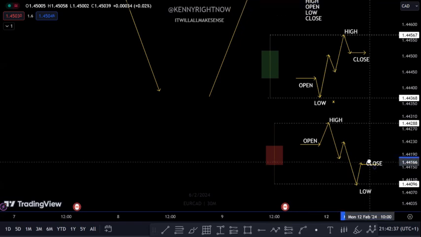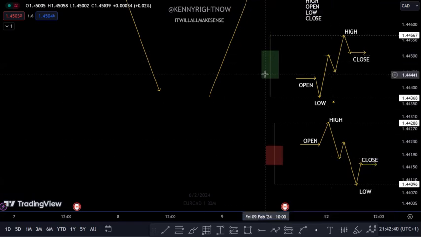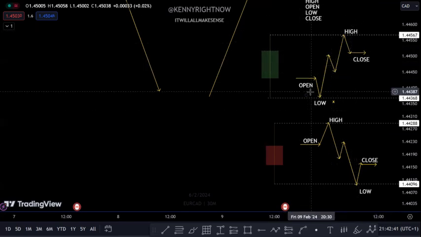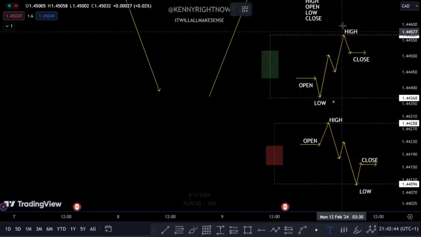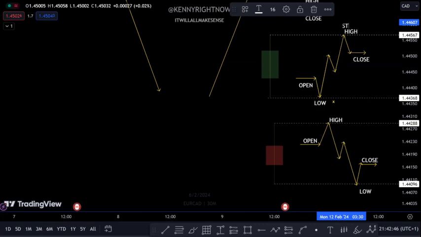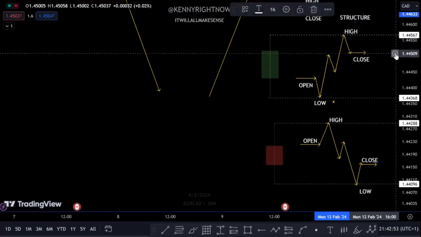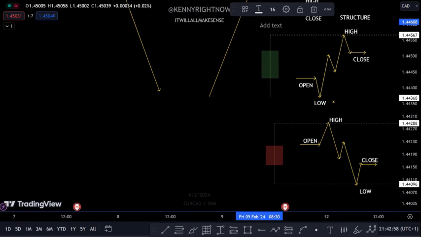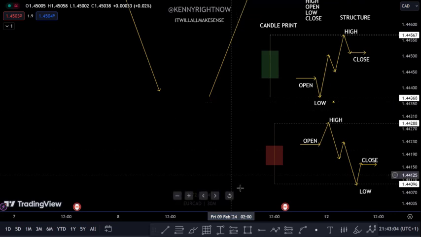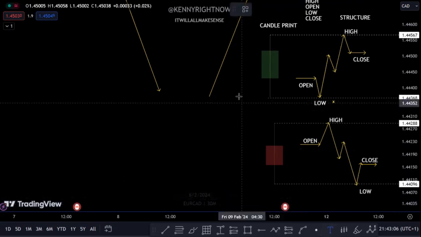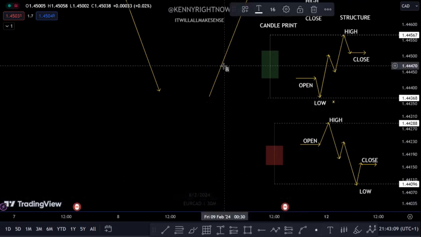Now, you see now that we have structure, right? We know that we have structure at this point. We have structure here. And we have the candle print of the structure right here. So this is going to be a bullish candle print.